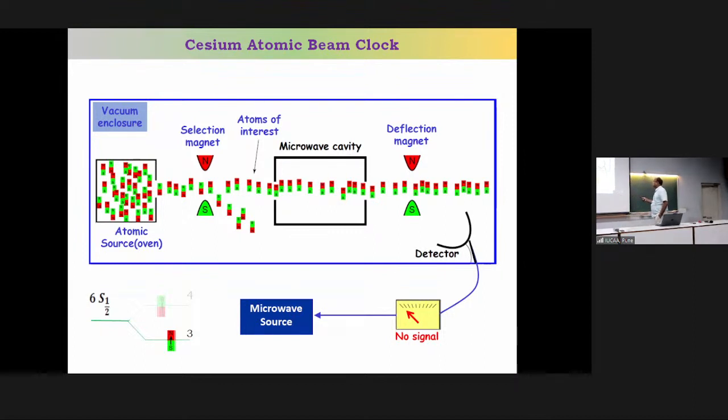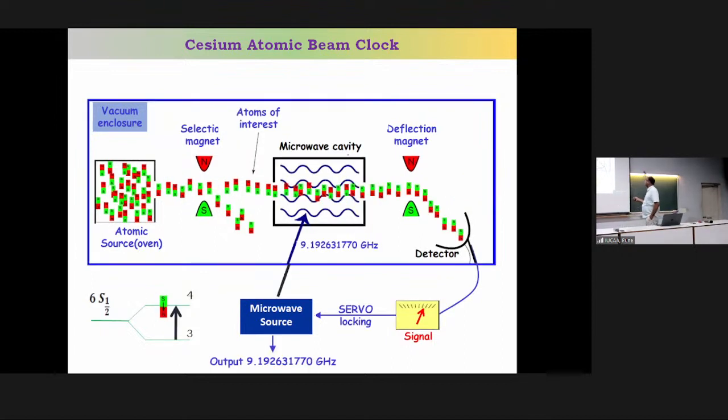So this is the microwave cavity. They enter the microwave cavity, and if you don't do anything, there is a second stage of magnetic field, then they will just pass through because you have not excited them. But if you have excited them and your frequency is right, then these atoms will be excited from Fe equals 3 to the Fe equals 4 state. Then these will deflect these atoms again because they have gone to the Fe equals 4 state. And if you keep a detector in such a way that when they deflect, they fall onto your detector, you will get a signal, right?